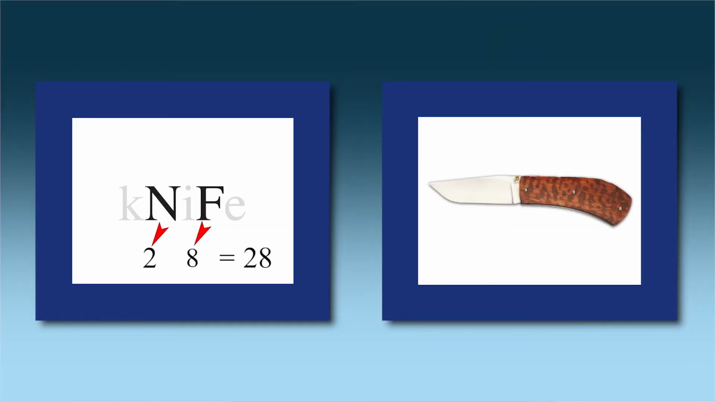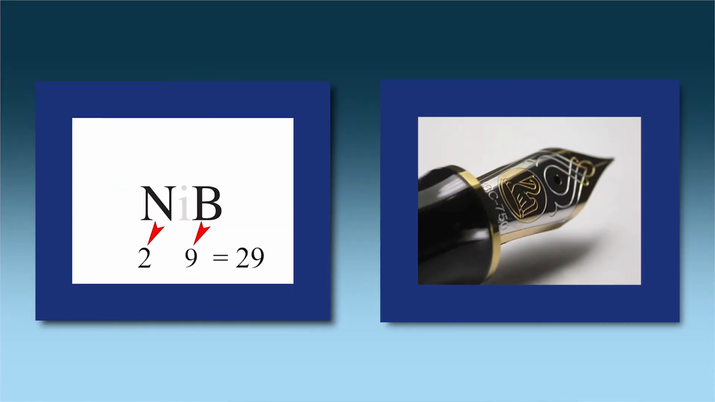Number 28 is knife. Don't get too sharp with me. So knife, N is 2. I doesn't count. F, 8. Very good. F looks like an 8. And E as a vowel doesn't count. Okay, so knife is 28. Very good. Nib, N, 2, B, 9. Very good. 2, 9, 29.